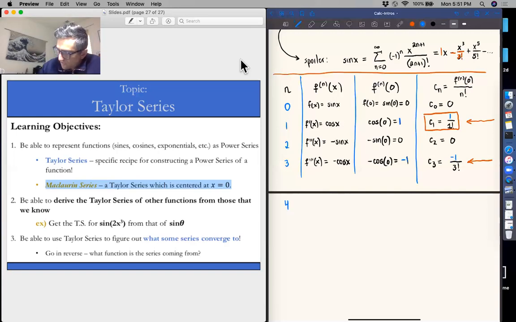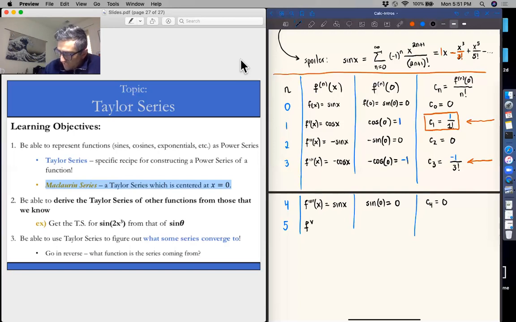If we look at the fourth derivative of sine, well, the fourth derivative is just equal to the third derivative's derivative. So a derivative of negative cosine gives us a positive sine of x, and then sine evaluated at 0 gives us a 0 again. So the fourth coefficient is 0. And we can keep going on and on. And you might notice a pattern here.